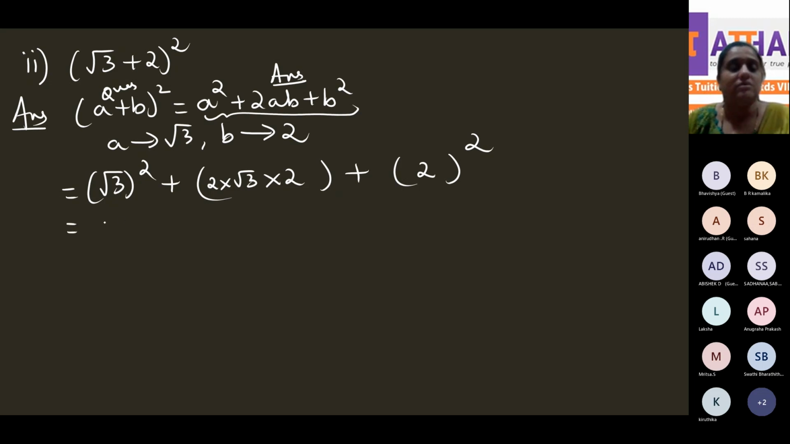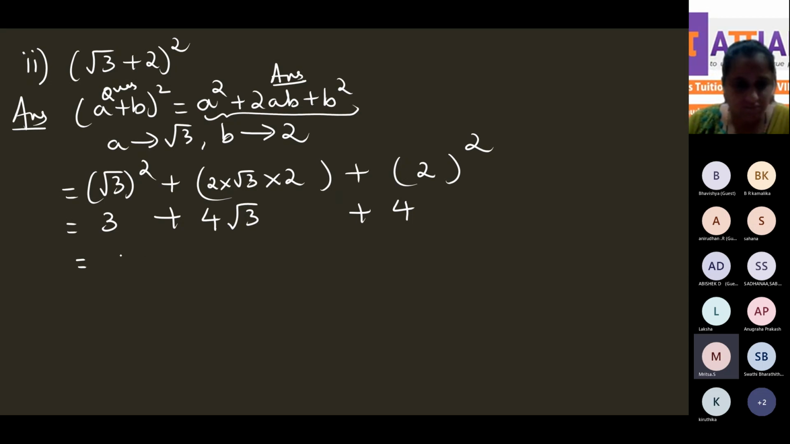Amritsa? Simplify. Root 3 the whole square. 3, ma'am. Next one. 2 into root 3 into 4. 4 into root 3. Very good. 4 root 3. Then 4. Now simplify. What can you simplify? We can simplify 3 plus 4, which gives 7, plus 4 root 3. Yeah, 7 plus 4 root 3.